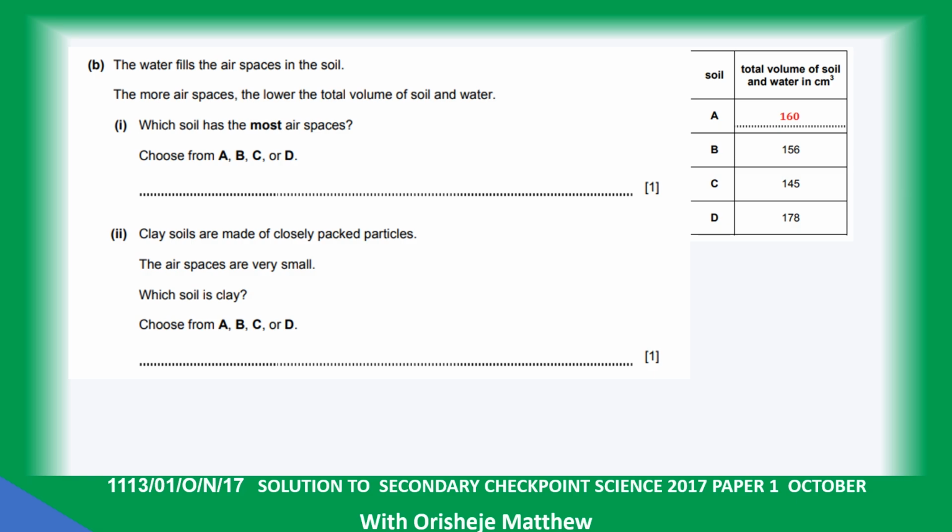The water fills the air space in the soil. The more the air space, the lower the total volume of soil. Which soil has the most air space? Soil C. Because you have the volume, 200 minus 145 will give you 45 cm cube of air space.